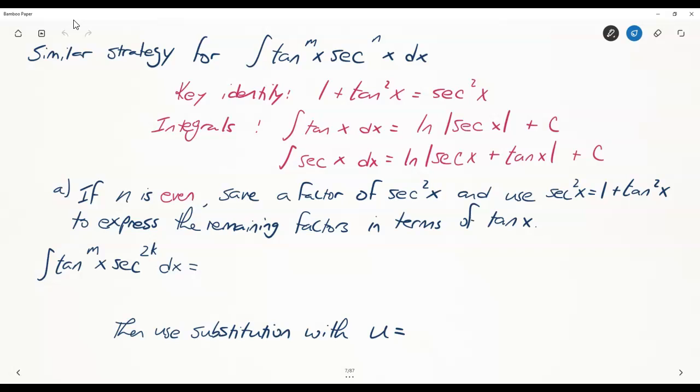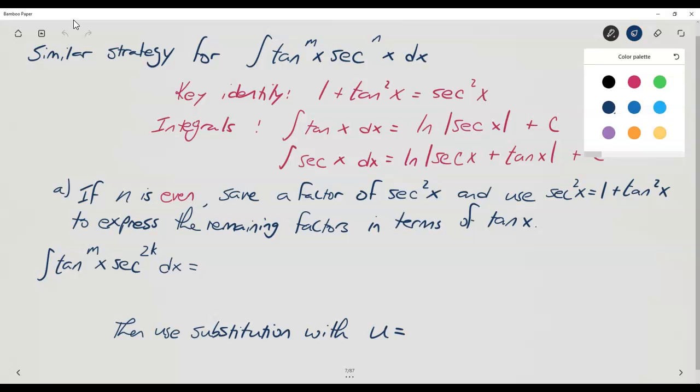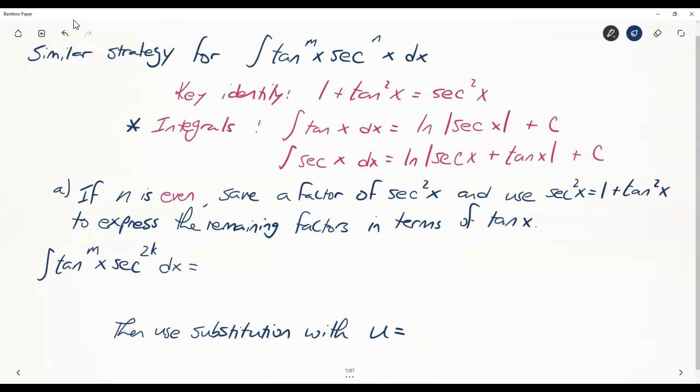Okay, so the key identity we're going to be using to simplify this is 1 plus tangent squared equals secant squared. Now these integrals that are right here, you should learn these integrals. Like if I were to tell you that the derivative of sine is cosine, or that the antiderivative of secant squared is tangent, I'm not applying a formula. I'm using my differentiation rules. So this is those two integrals.